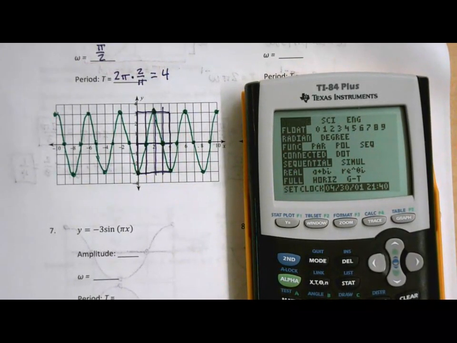Yeah, do you see it? So when we graph sines and cosines, we're going to be in radian mode. So change your graph to radian mode if it's not already, and then graph it again, and you should see something that looks pretty similar to what you were looking at. Is that looking better? Yeah, awesome.